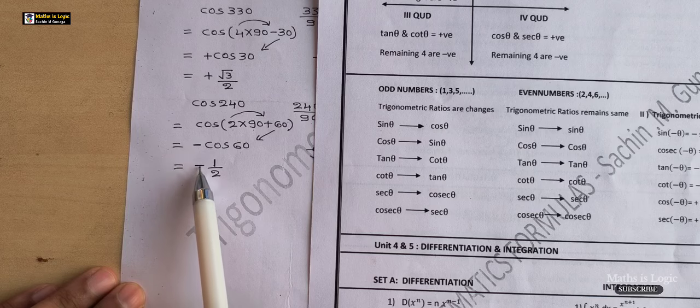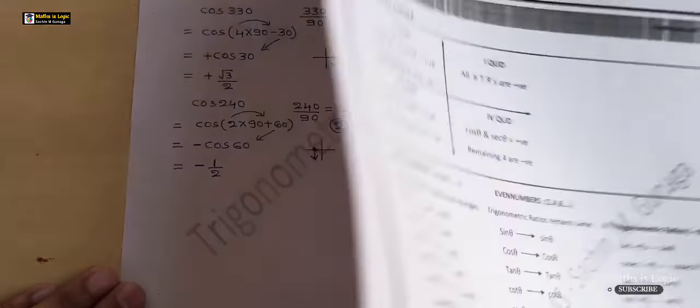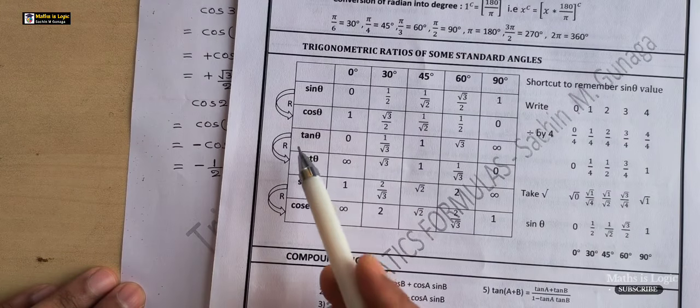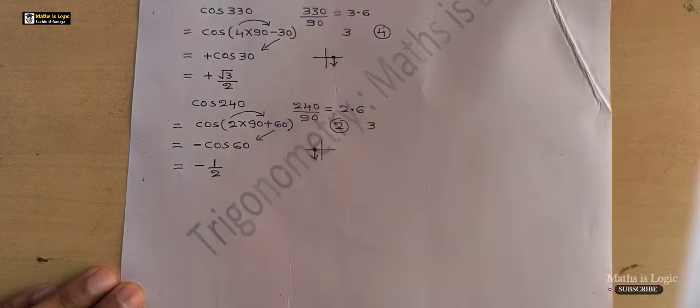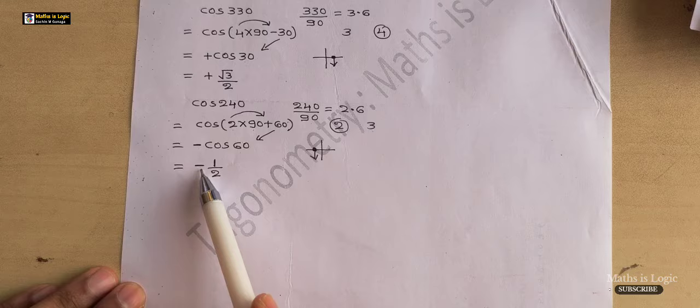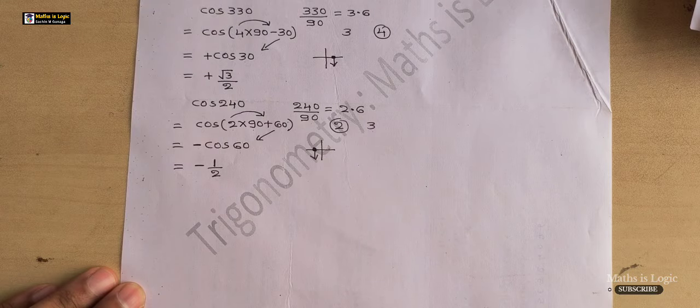Next, keep that negative sign as it is. See the table cos 60 degree. Therefore, cos 60 degree value is 1 divided by 2. Therefore, final answer is minus 1 divided by 2.